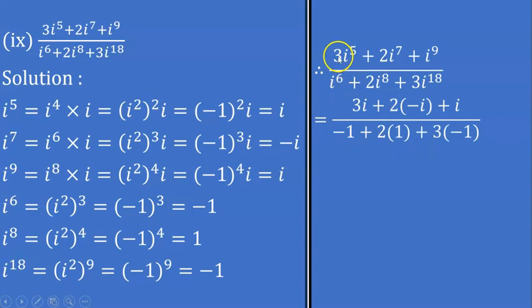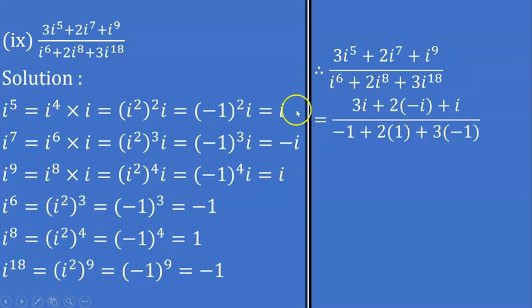Yeah. That is a 3 as it is. i^5 means what? i. Therefore 3i^5 means what? 3i. Next 2i^7. 2 as it is. i^7 means what? Minus i. Therefore 2 into minus i. i^9 means what? i. And therefore i^9 is here i.